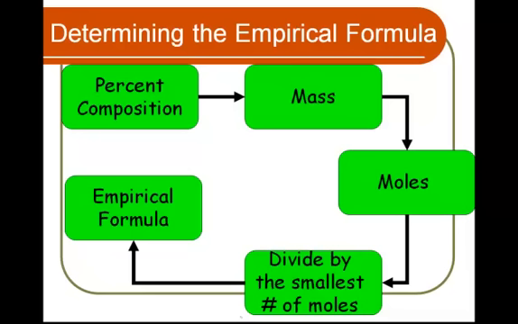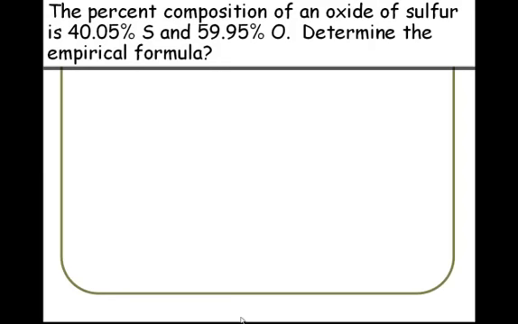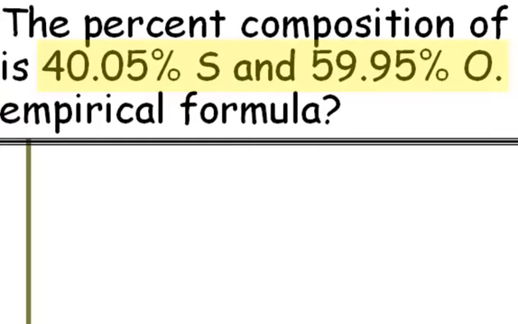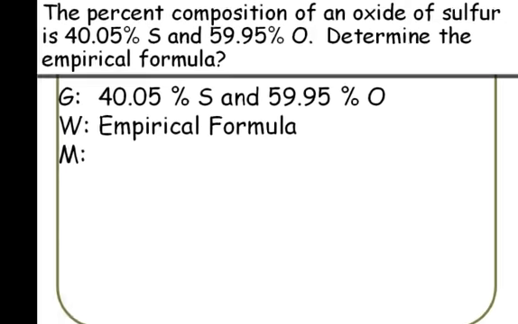So let's take a look. The percent composition of an oxide of sulfur is 40.05% sulfur and 59.95% oxygen. Determine the empirical formula. Well, we're given 40.05% of sulfur and 59.95% of oxygen.